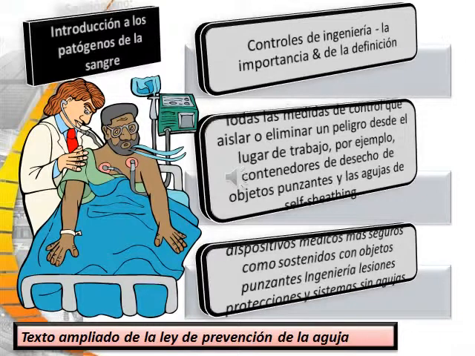Engineering controls, the importance and definition. All control measures that isolate or remove a hazard from the workplace, such as sharps disposal containers, self-sheathing needles, and safer medical devices such as sharps with engineering sharps injury protections and needleless systems, are engineering controls. The expanded wording can be found in the Needlestick Prevention Act.